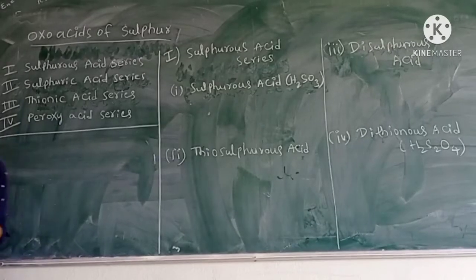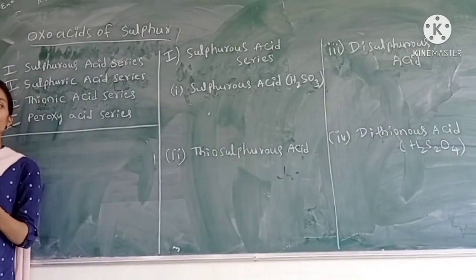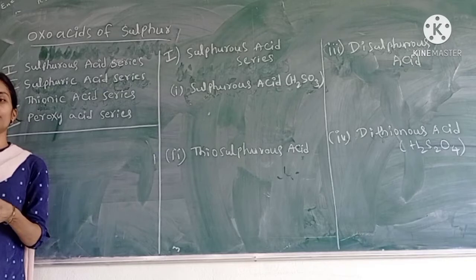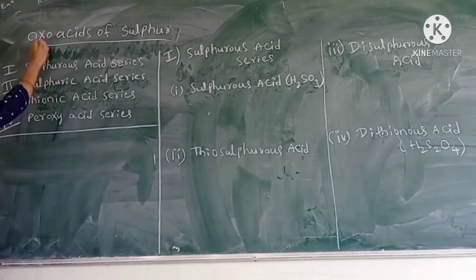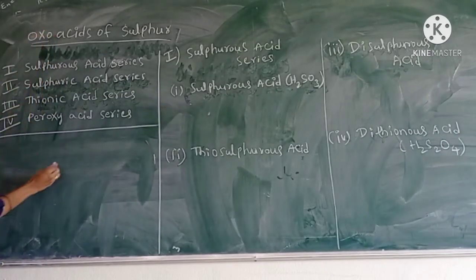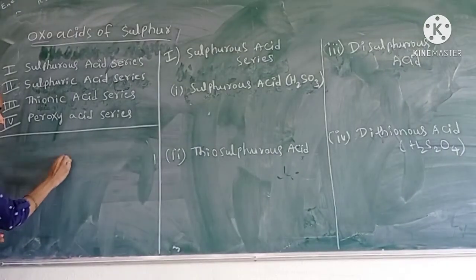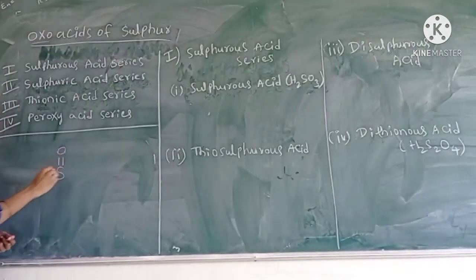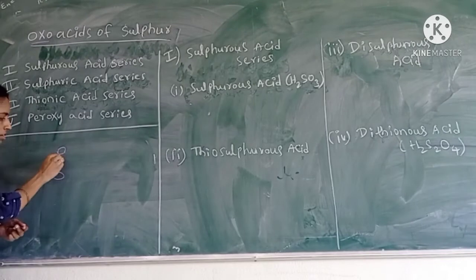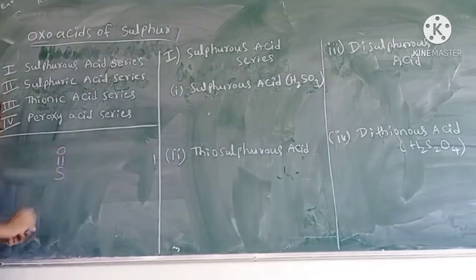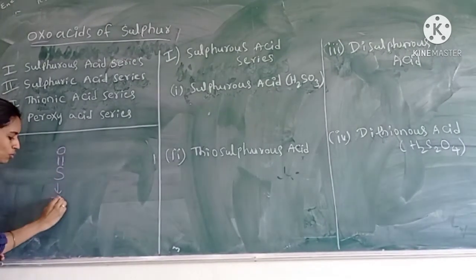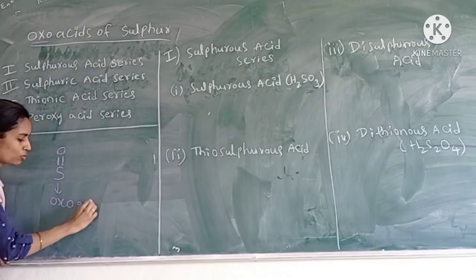Good morning students. So today we will discuss the oxo acids of sulfur. Oxo means, if you see S double bond O, this group, where an atom forms a double bond with O, is called an oxo group.